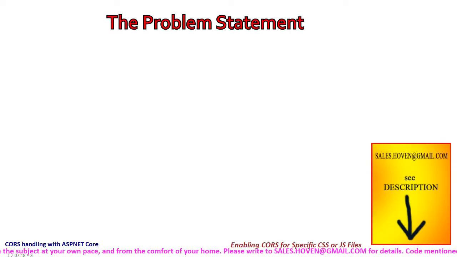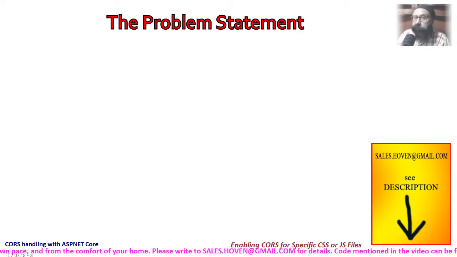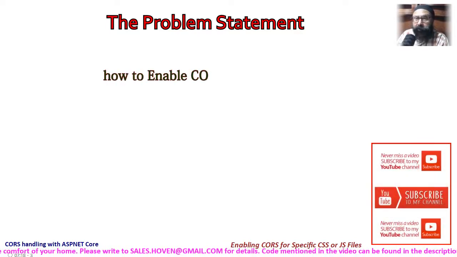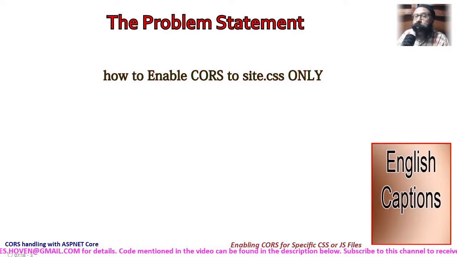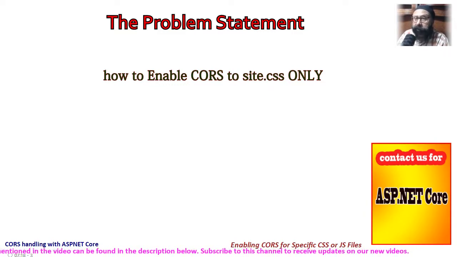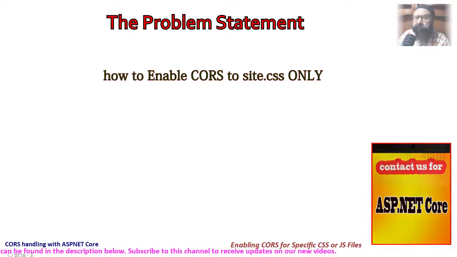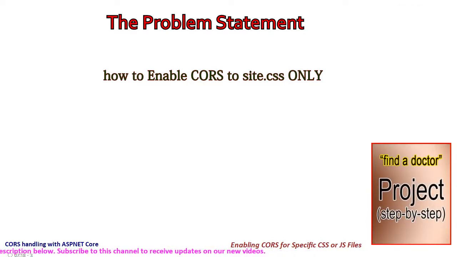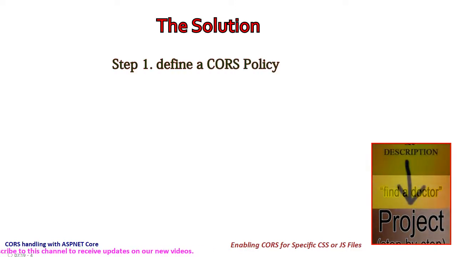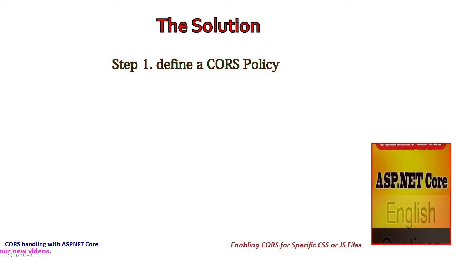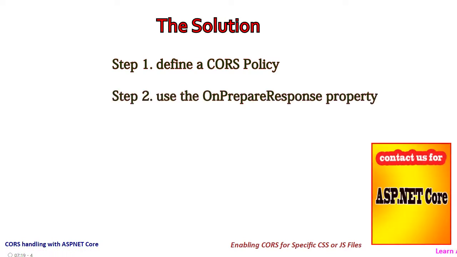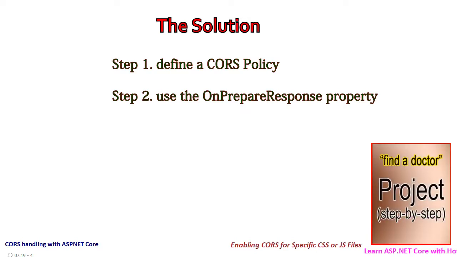So let's now list the problem. It appears that there is no method to exclude some files while including others at the same time. The problem therefore is how to apply CORS policy only to a specific CSS file or, say, to a given folder while excluding some files like the JS file. To solve this problem, start by defining a policy that will apply to the CSS file or to that folder. After that, use the OnPrepareResponse property to apply this policy when that resource is fetched.